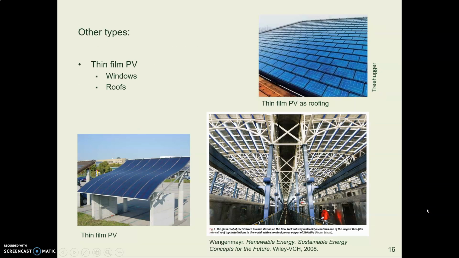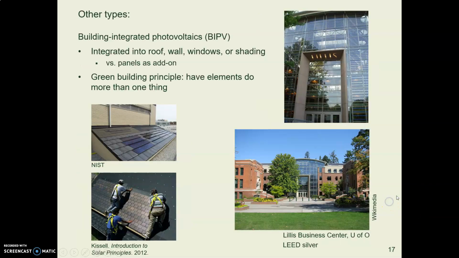And they can be those flat glass-like silicon things. They are also available as thin film. You can have them as roofing, and you can have them as part of your windows. Here is the Lillis Business Center at the U of O that you've looked at before. I think we looked at it when we talked about daylighting. This whole front glass wall is covered with solar PV cells.